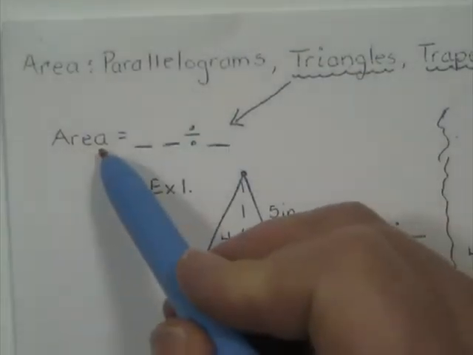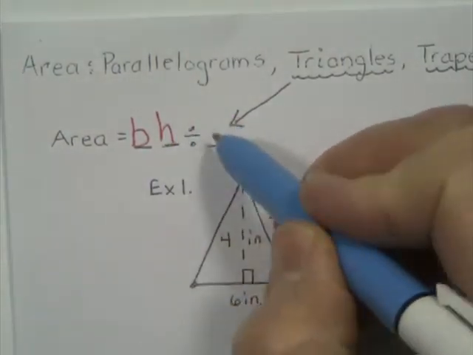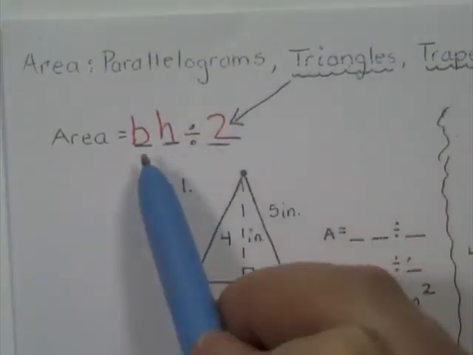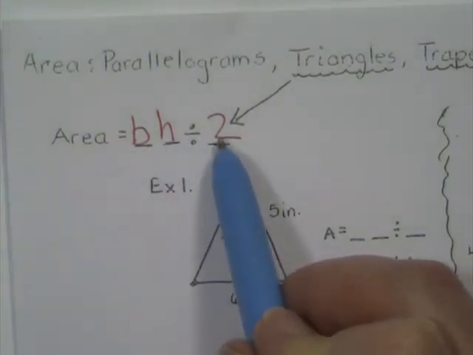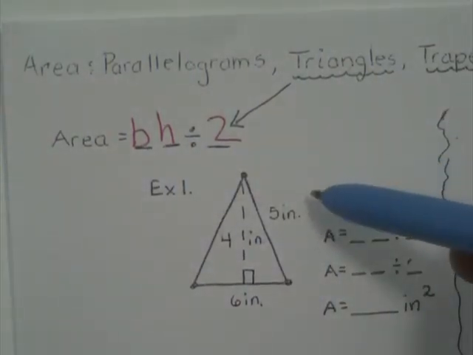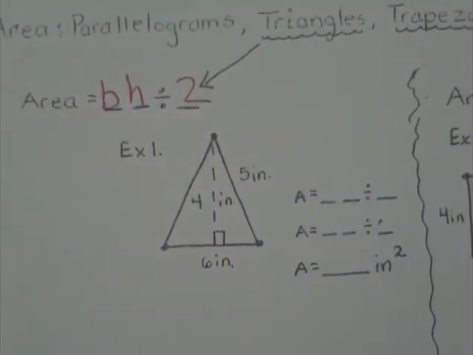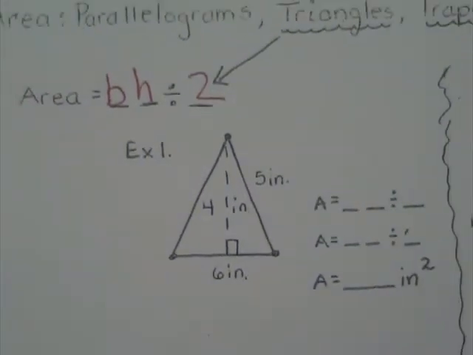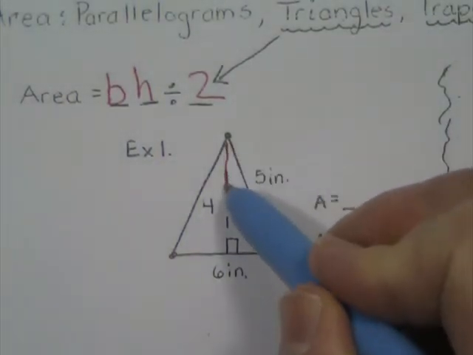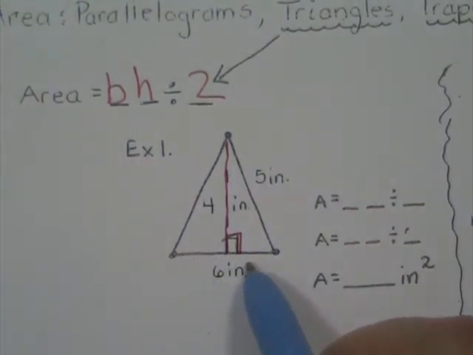So for a triangle, the area is base times height divided by 2. Remember, you always have to go in order, so you're going to multiply first, then divide. Base times height divided by 2. So let's go ahead and take a look at this first triangle. Let's identify our base. I'm just going to zoom in a little bit. Here's our base and here's our height. Remember that? Here's that H right there. That's our height, and this is our base.